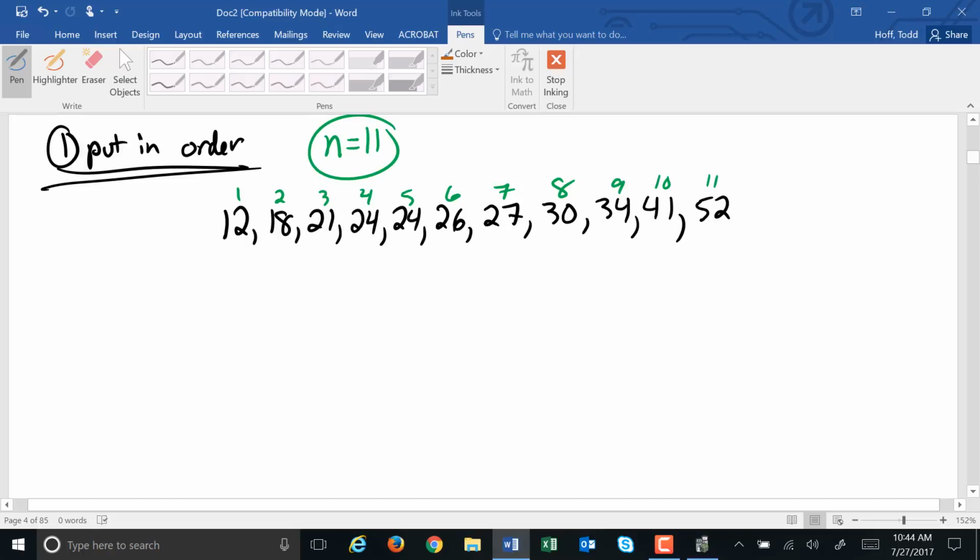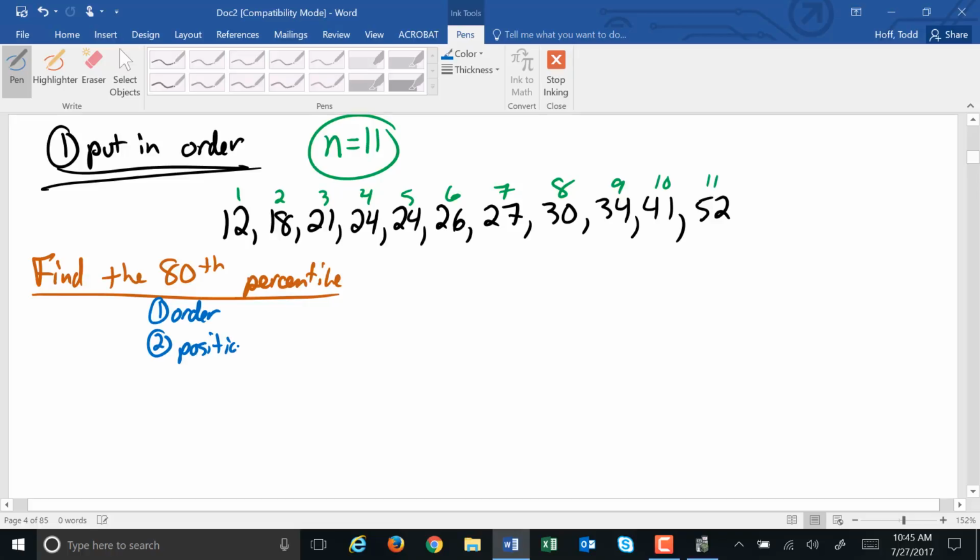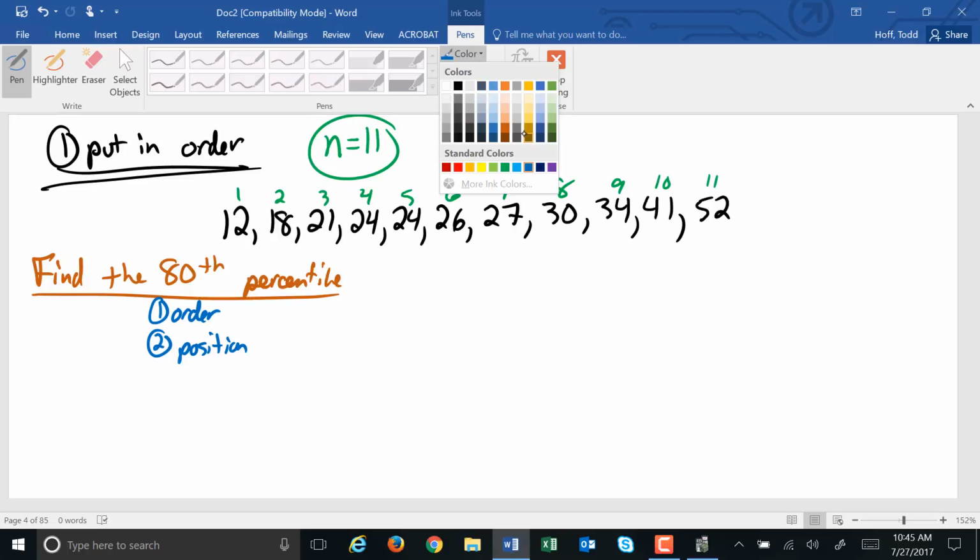If I am asked to find a certain percentile, find the 80th percentile. Step one is going to be to put them in order, just like it was for the median. They're already in order. Step two is going to be to find that position, just like we did for the median. Let's do that now.